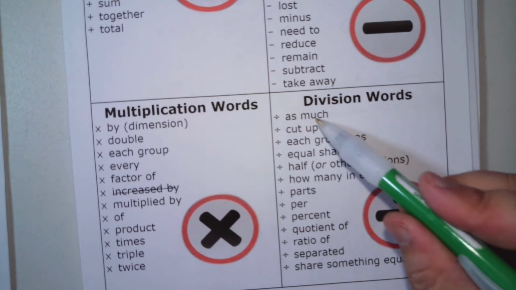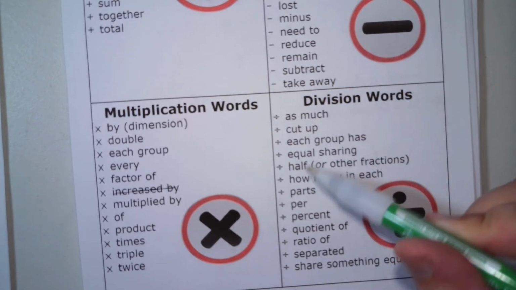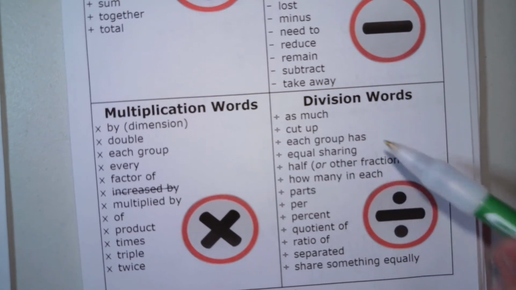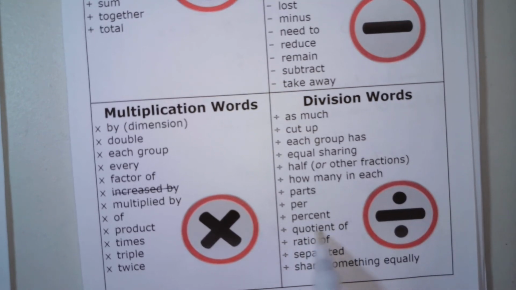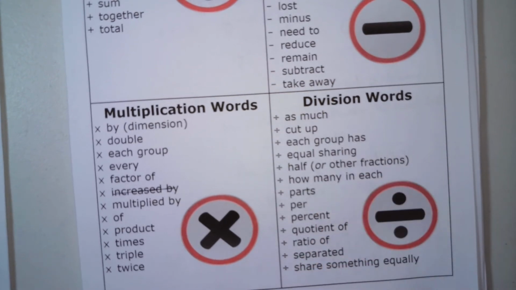Division, cut up into pieces. Half means divide by 2. Parts per percent. Quotient, that's the word for it. Whenever you see the word quotient or ratio or rational, remember, division means rational because it's a ratio, part over total.